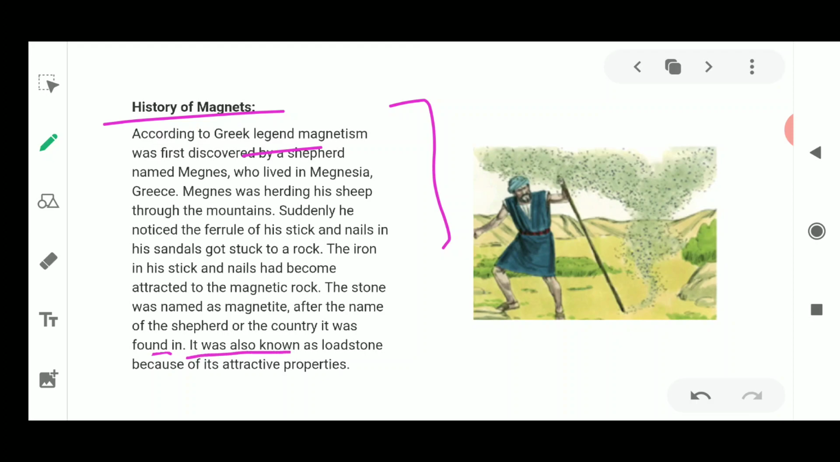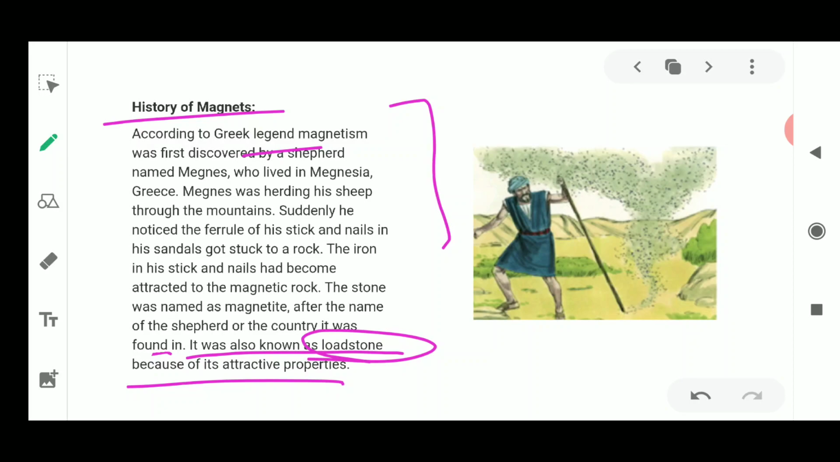It was also known as lodestone because of its attractive property. As far as I remember, there is one more story regarding magnetism, which you would have studied in class 6th. It is given in the NCERT book also, that there was a king moving on his chariot, and his chariot's wheel got stuck to this stone and was not able to move properly. So from there the word lodestone has come, because the king was facing a load in taking the wheel of that chariot out from that particular rock.